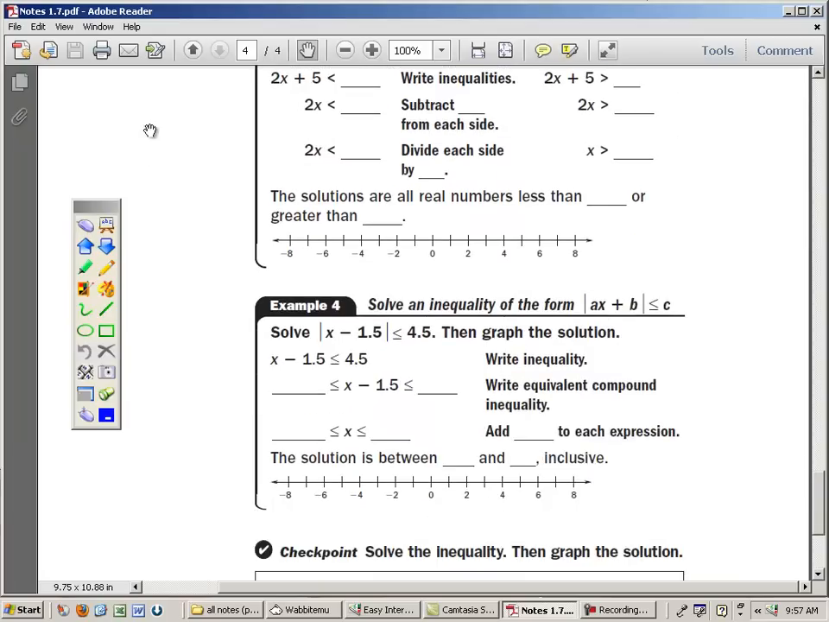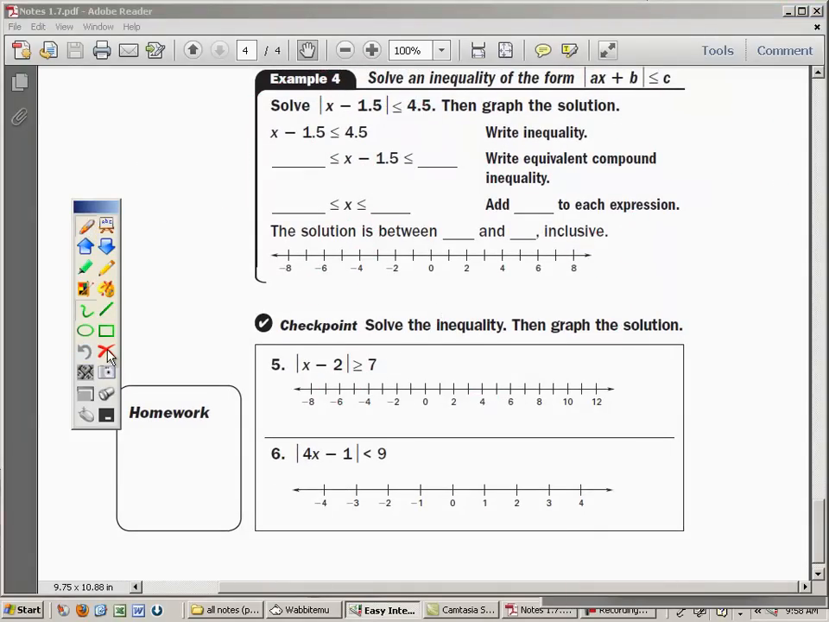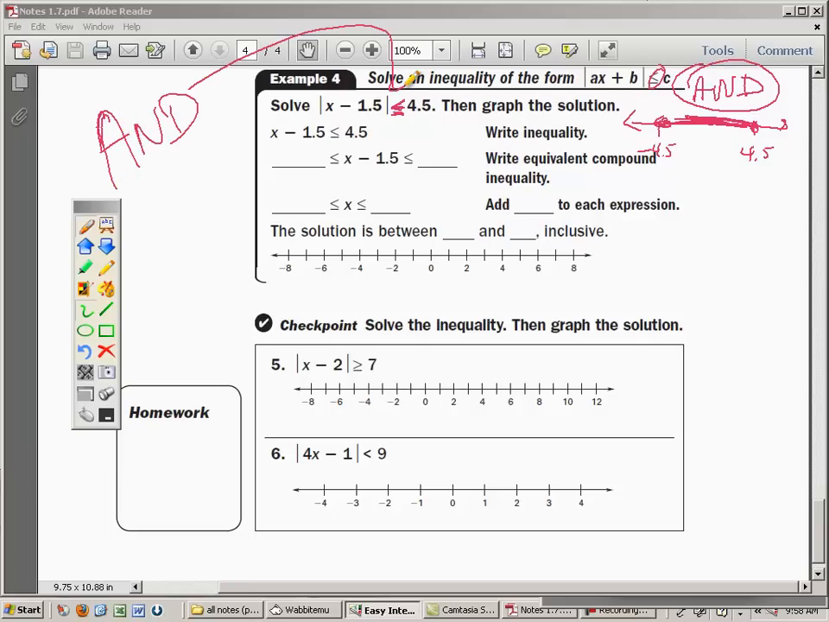In the next example then, we're going to take a look at example 4. This one now is dealing with a less than sign. So ax plus b, if it's going to be less than or equal to 4.5, that means it's going to be between 4.5 and negative 4.5, because again, if it's less than 4.5, it's all the numbers this way. And again, that means those numbers have to be bigger than negative 4.5, so this is going to lead to an AND graph. So again, it's AND because of that. So again, we're between negative 4.5 and positive 4.5.